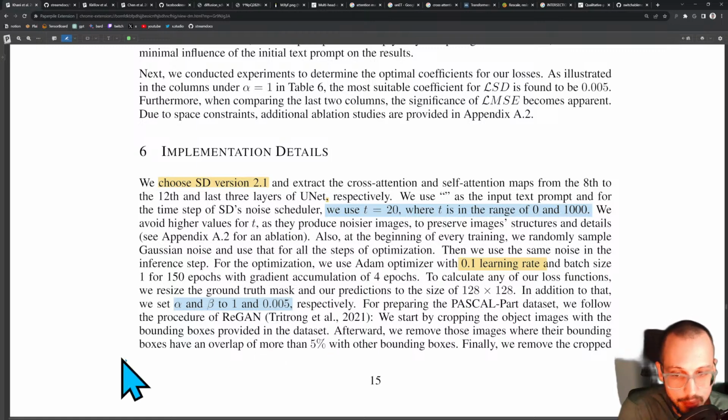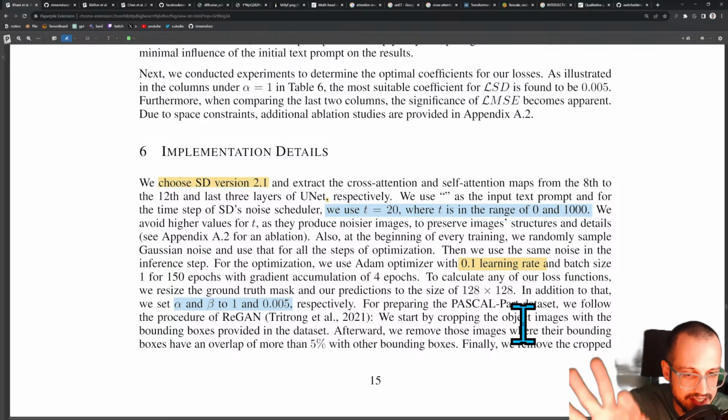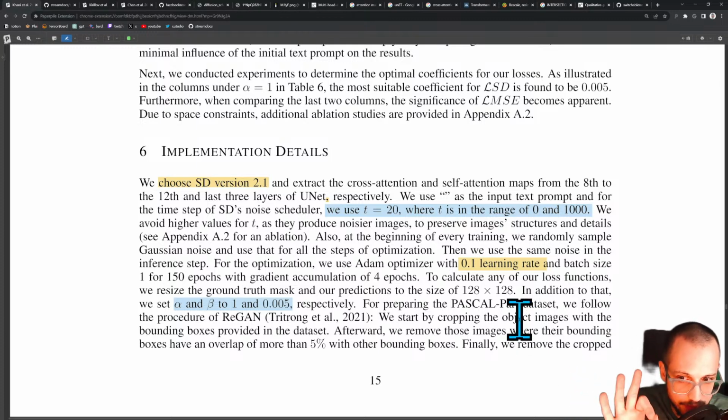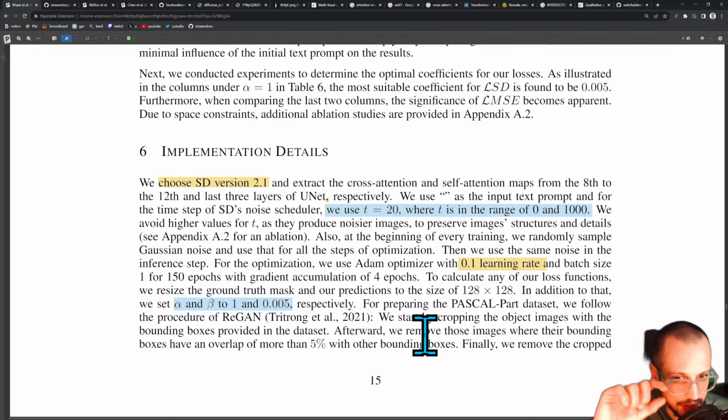For preparing the Pascal-Part, we follow the procedure of ReGAN. And because they're not pushing gradients into the text embedding model, right? What they're optimizing is the actual token value, right? So that's why they have this monster learning rate, because they're optimizing the value of a token, not the weights of a neural net.